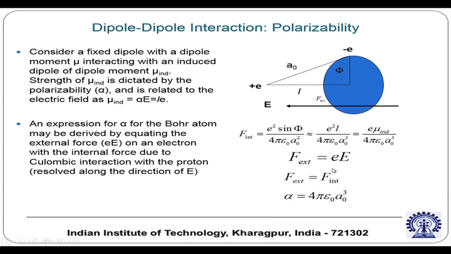Now what is the external force? The external force is small e times capital E. So F external is equal to F internal, and that gives alpha equal to 4 pi epsilon naught a0 cubed.